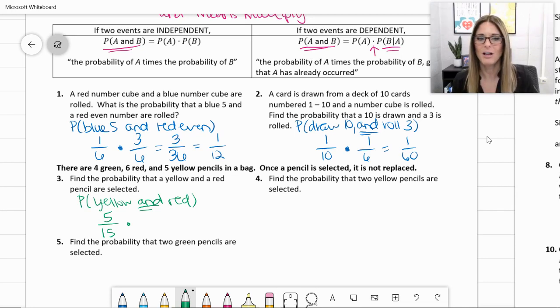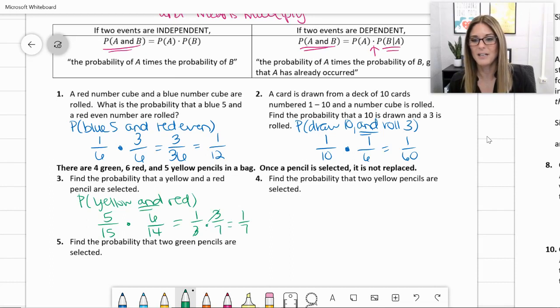So to go and draw a red, there are 6 red, but now there's only 14 pencils in the jar, in the bucket, in whatever. So let's multiply these. I'm going to reduce these so these are a lot easier for me. I'm going to change 5/15 to 1/3, 6/14 to 3/7, and this is a lot easier for me to multiply. 1/7. The probability of drawing a yellow and a red without replacing it, 1/7.